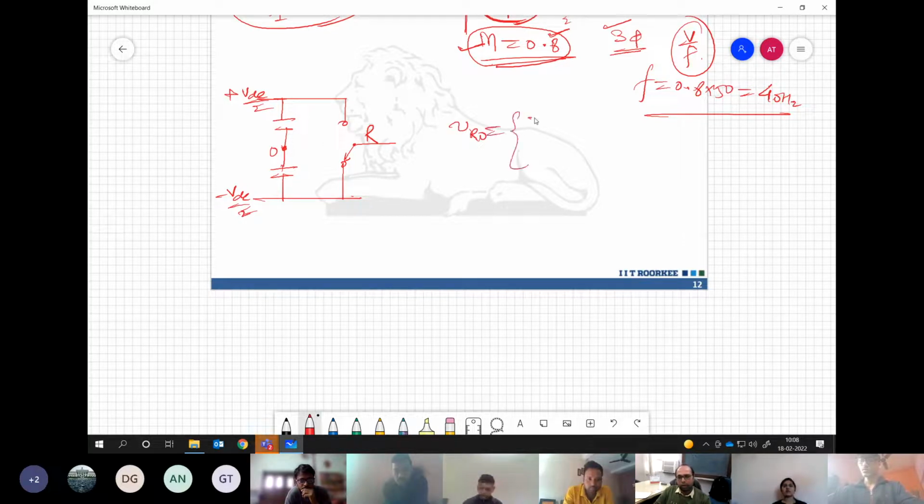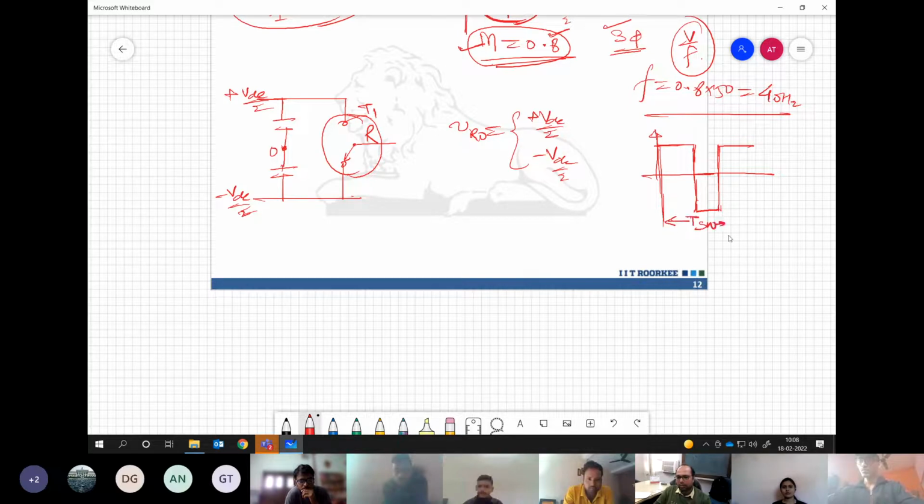Now only two possibilities are there for VRO. It could be either plus VDC by 2 or minus VDC by 2. So what we can have, let us say, if we can operate this SPDT switch over here at a much faster rate, we can connect it to throw 1 for some duration and then we can connect it to throw 2 for the rest of the time. And what we do is that somehow we fix this interval. Let's say this is called TSW. The switching period we are somehow fixing.